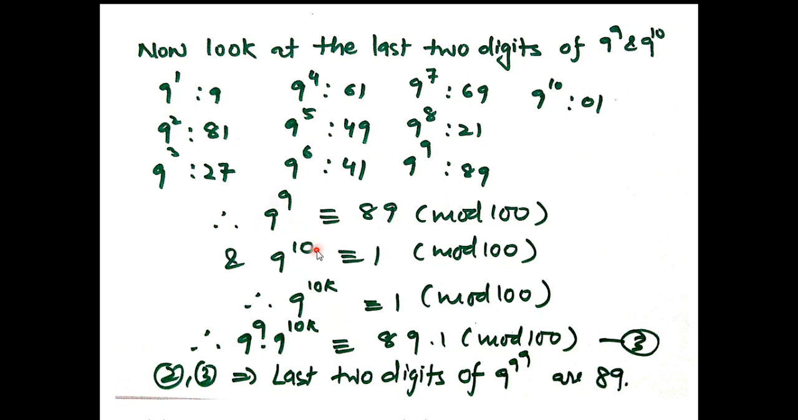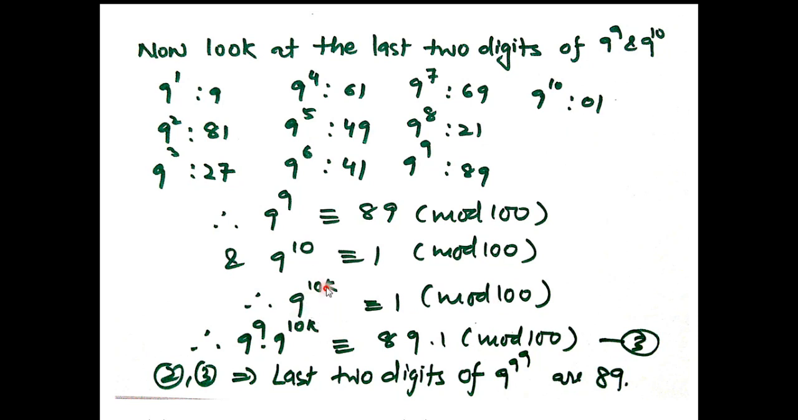Therefore 9 to the power 9 is congruent to 89 modulo 100. So what is modulo 100? Modulo 100 means the last two digits of that number. So 9 to the power 9 is congruent to 89 modulo 100, and 9 to the power 10 is congruent to 1 modulo 100.